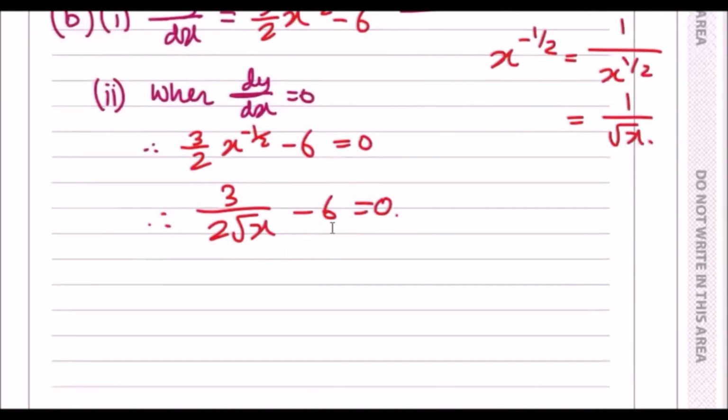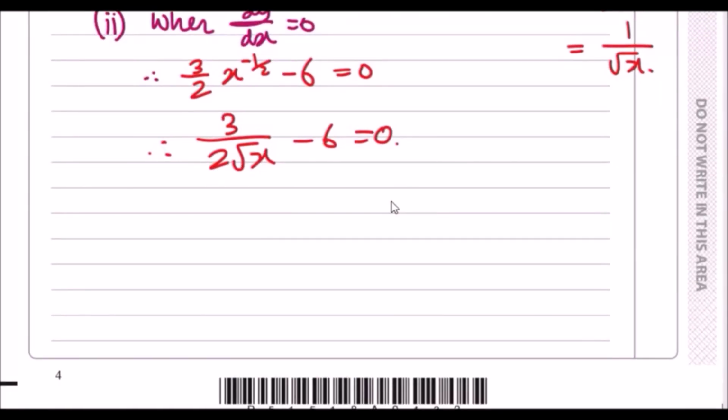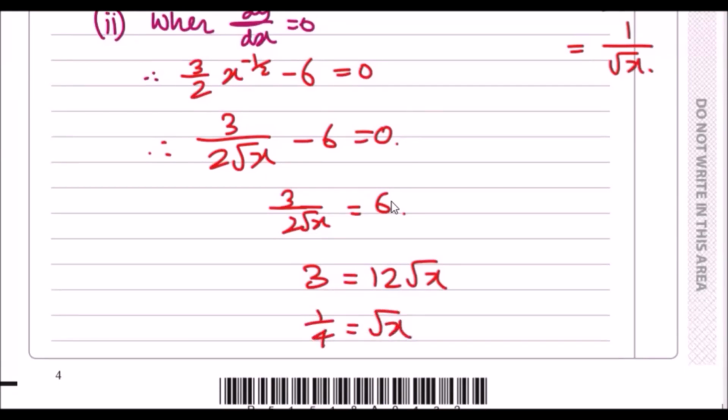So 4 marks, that's quite big. What I would do is plus 6 across. So 3 over 2 root x at the bottom equals 6, times 2 root x across. So clear the fraction: 2 root x times 6 is 12 root x. Divide 12 across, so 3 over 12 is a quarter, equals root x. And now this is the part where you've got to be very careful. Now we need to square both sides. So try not to accidentally square root this.